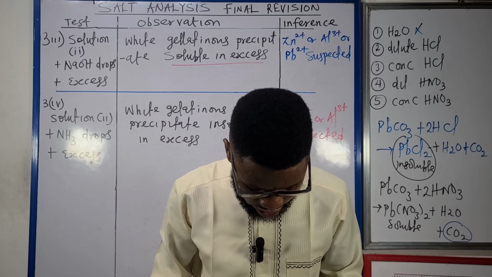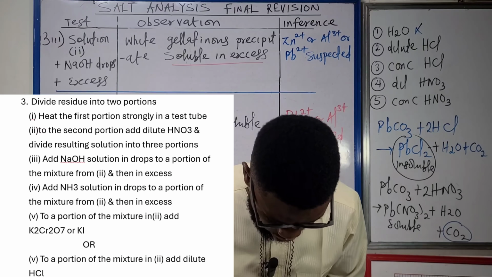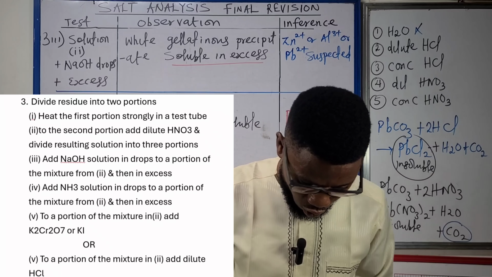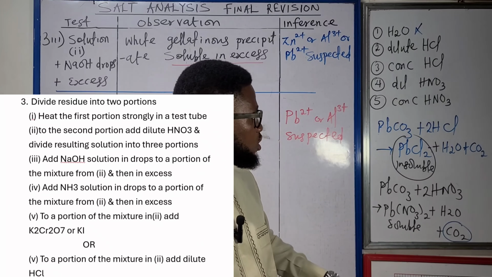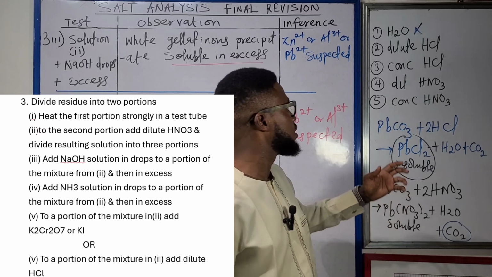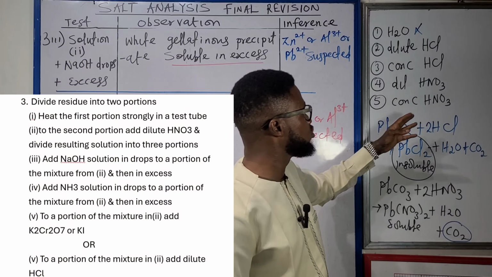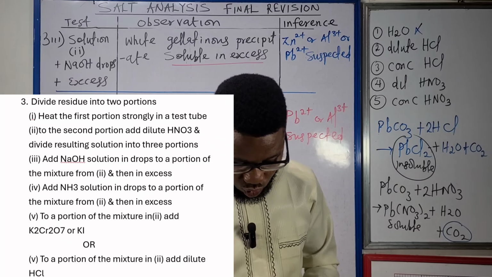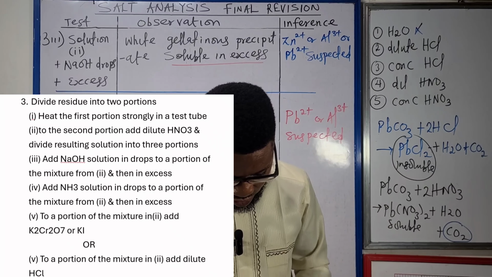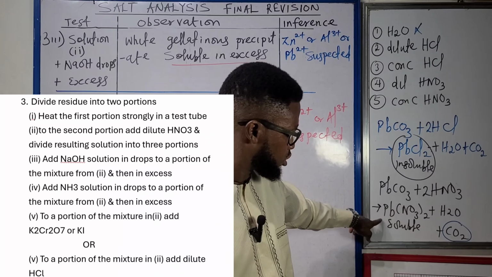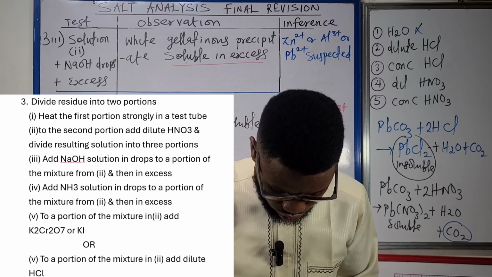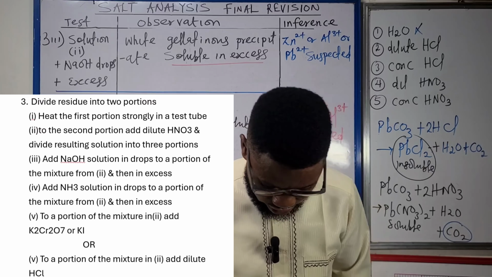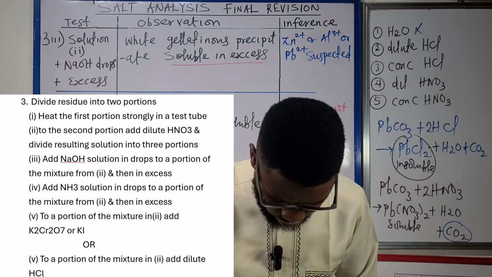Okay, moving on to the next question. That's talking about 3 Roman figure 3. Of course, the solution we had when we dissolved the residue with dilute nitric acid, we were told to divide that resulting solution into 3 portions. To the first portion, we were told to test with sodium hydroxide.